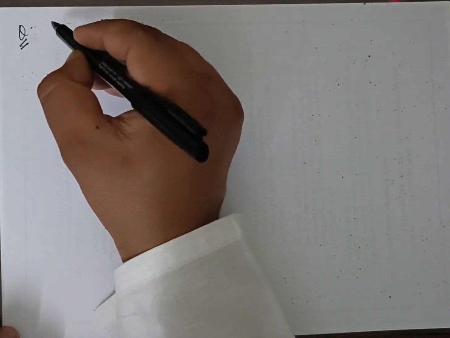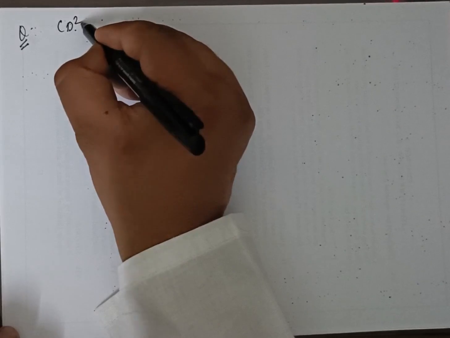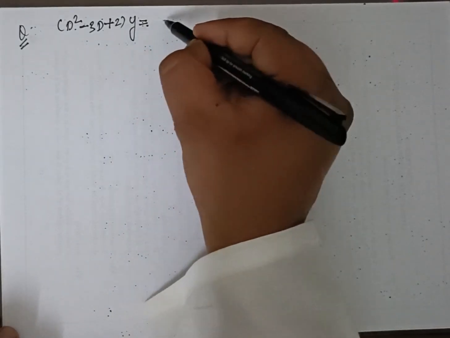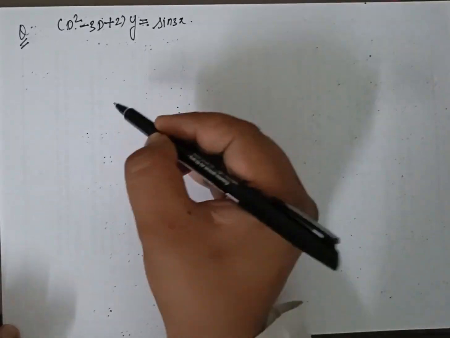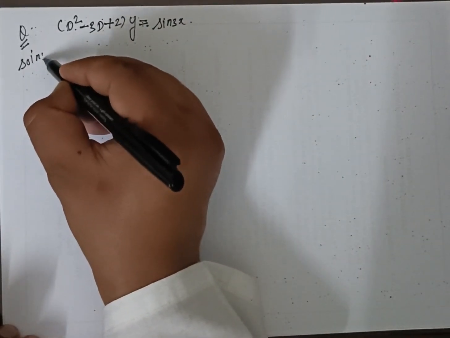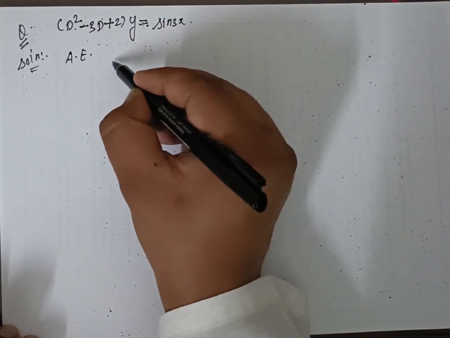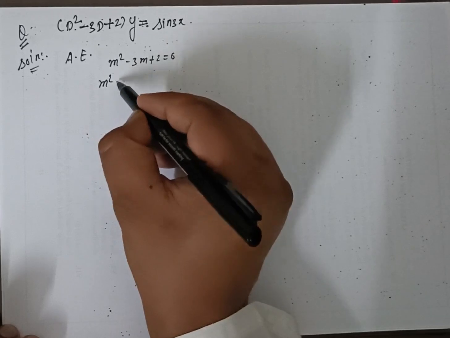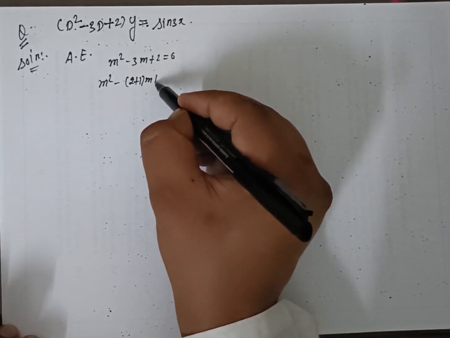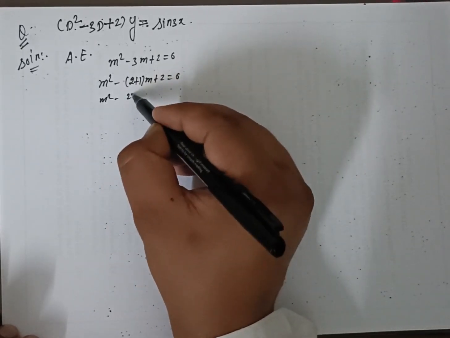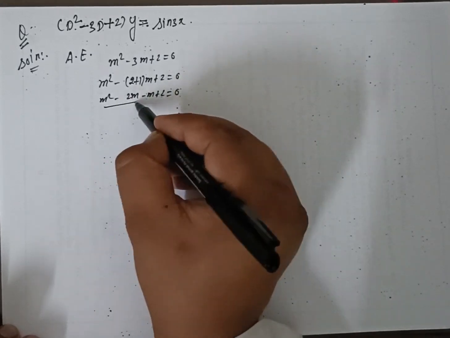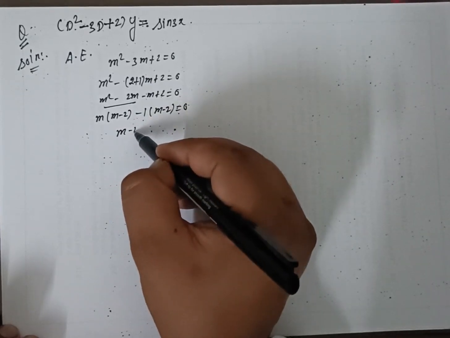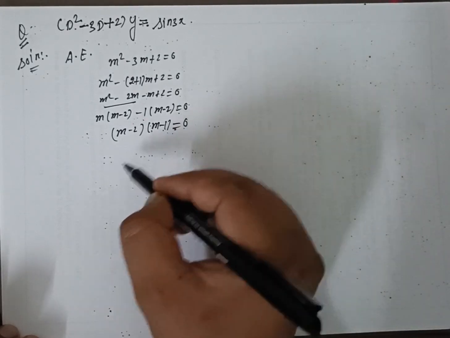So what about this question? We have the question D square minus 3D plus 2, y is equal to sin 3x. Now we need to solve it. So first, what about the auxiliary equation? Auxiliary equation will be m square minus 3m plus 2 is equal to 0. What about the solution? So m square minus 2m minus m plus 2 is equal to 0. So take m common here, m minus 2, and minus 1 common here, m minus 2 is equal to 0. So m minus 2, m minus 1, these are the two factors of the auxiliary polynomial.